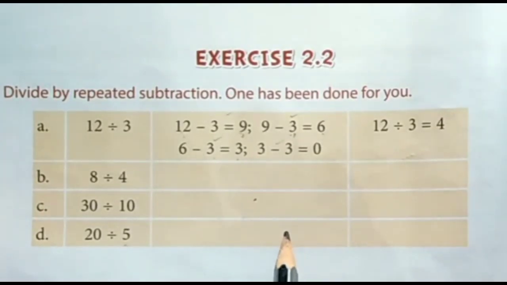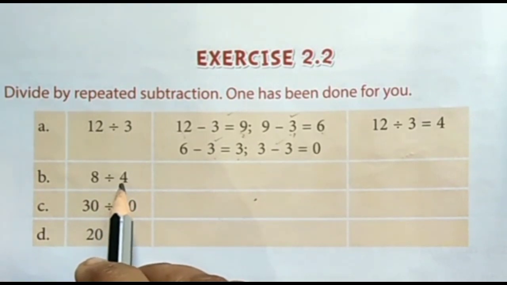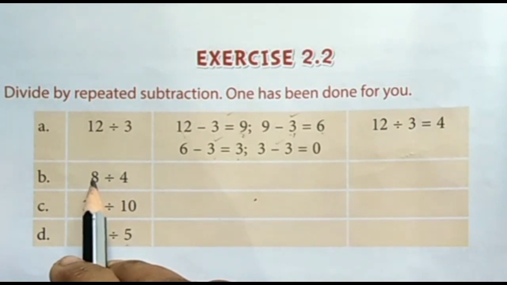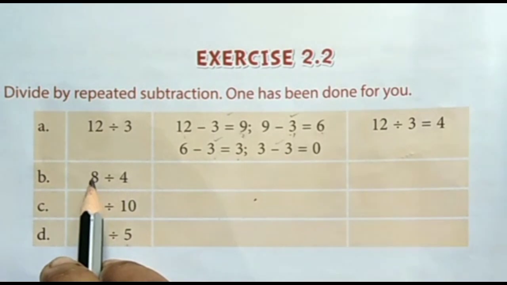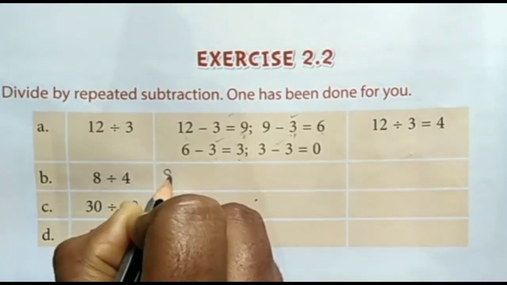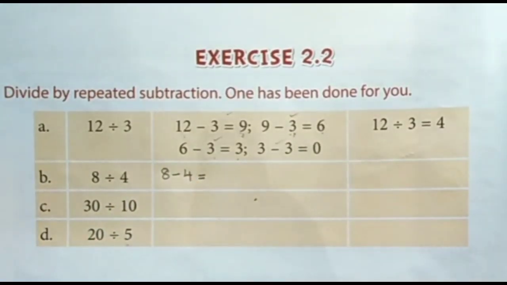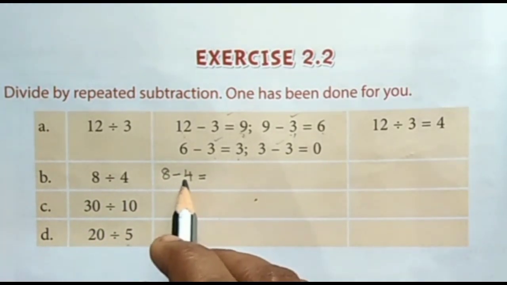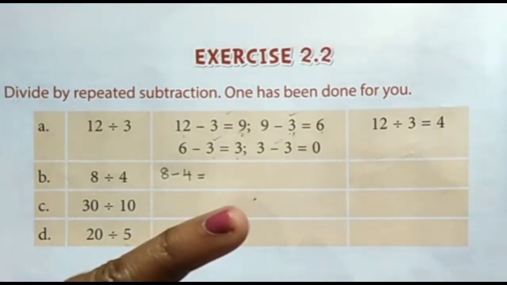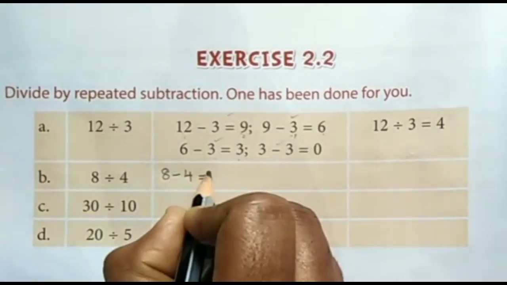Like this way, let's do question number B. 8 divided by 4. 8 divided by 4 means we have to subtract 4 from the number 8 repeatedly till we reach the number 0. So first step is to subtract 4 from 8. So we can write 8 minus 4. 8 minus 4 equal to, yes, we should count backward 4 numbers from the number 8. 7, 6, 5, 4. So 8 minus 4 equal to 4.